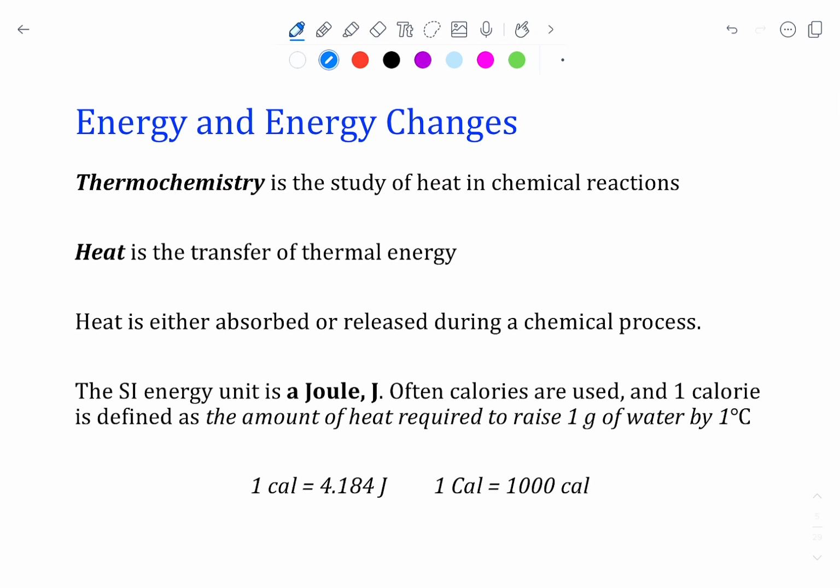Along with that, thermochemistry is the study of heat in chemical reactions, where heat is the transfer of thermal energy. So it's a type of energy, just dealing with thermal energy specifically. Heat is either absorbed or released during a chemical process. The SI unit for heat and energy is the joule. A joule, which we denote with the variable J, is the energy unit that we will be using.